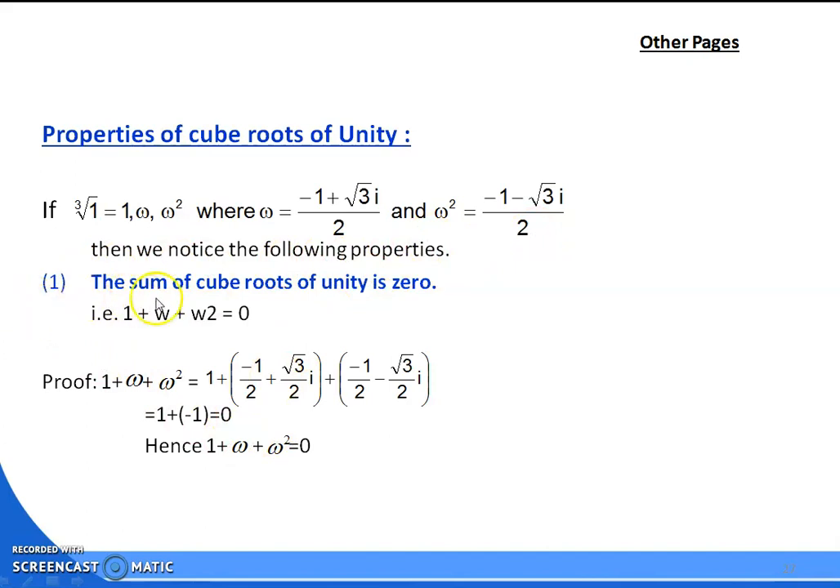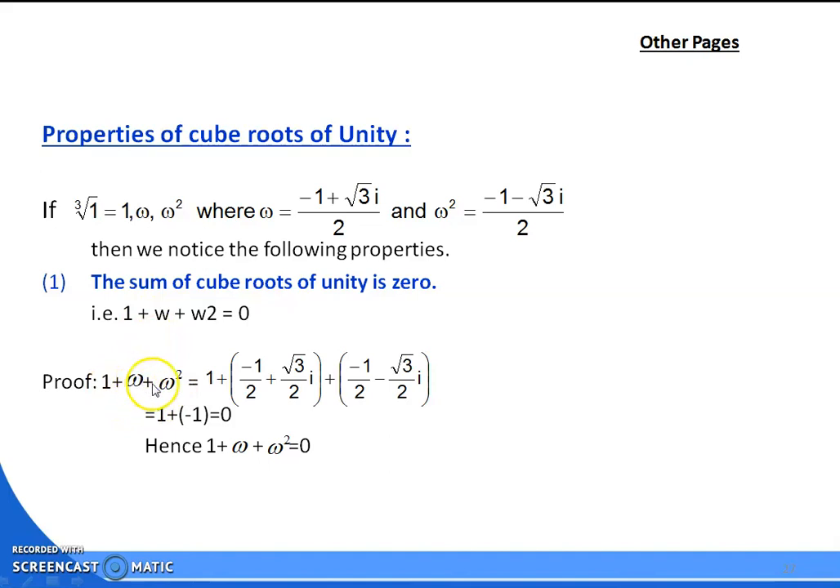The first property is that the sum of the cube roots of unity is 0. Sum means addition of the cube roots of unity, that is 1 plus omega plus omega square. Let's see how it equals 0. Omega will be represented like this.